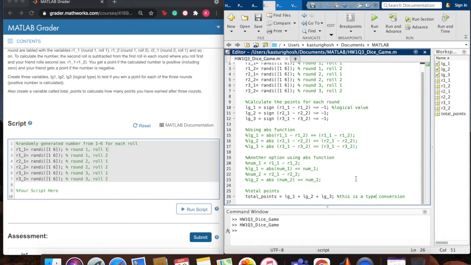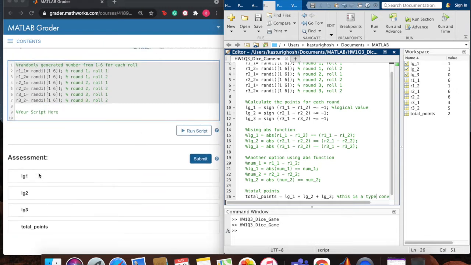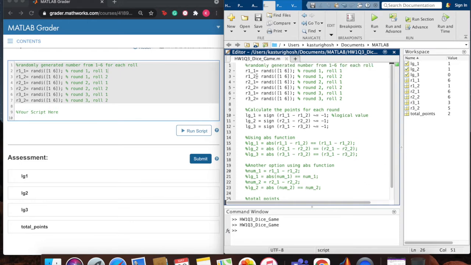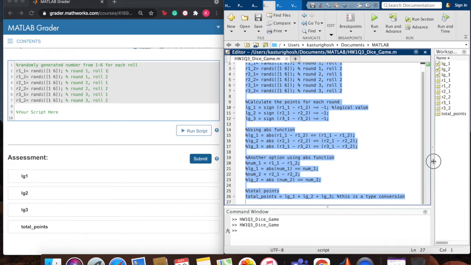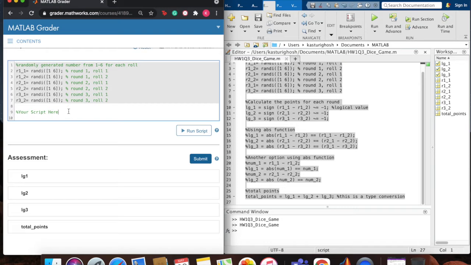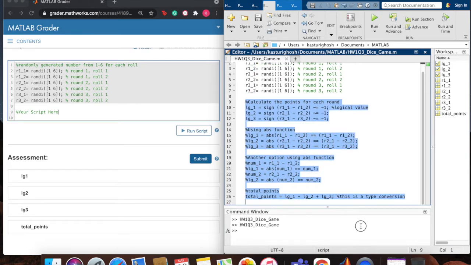Okay, it runs again without any errors. And when I check my workspace, I see I have my LG1. Okay, let's compare it with the assessment. I have my LG1, LG2, LG3, and total points. All right, perfect. So I'm going to copy this whole code. Copy. And I'm going to go here and paste it. Oops, I made a mistake. What did I do? I copied the whole code and I included all of this. And this initial part is already included in the snippet. So I need to remember not to do that. So I'm going to copy the rest of this here.